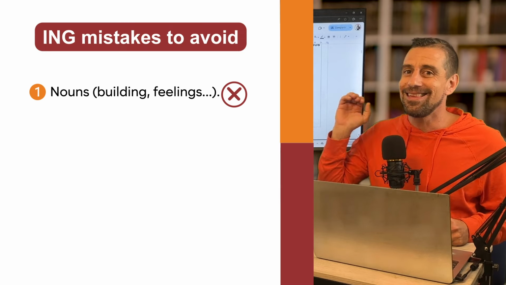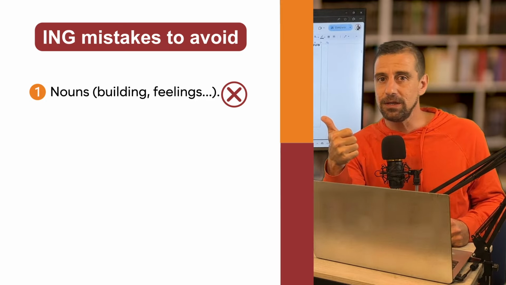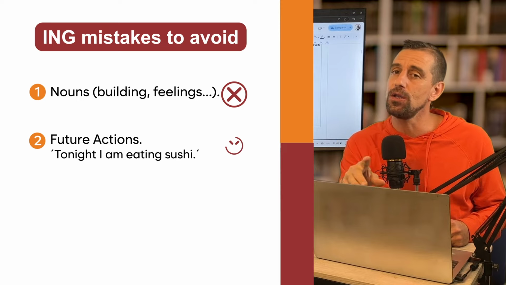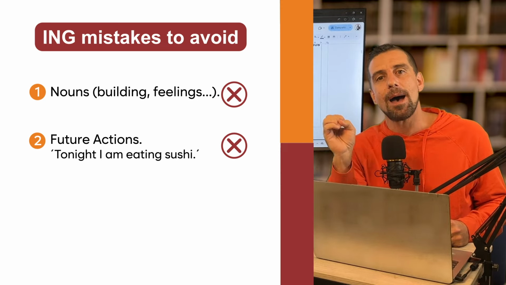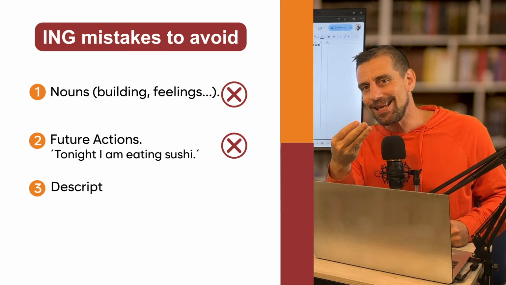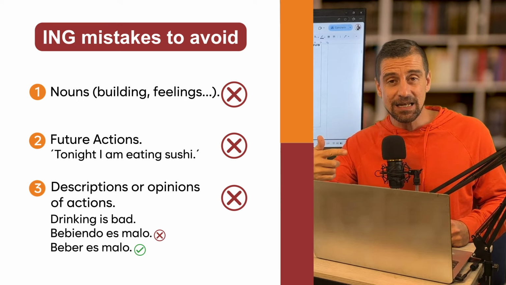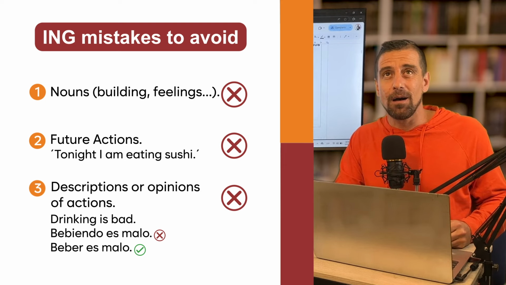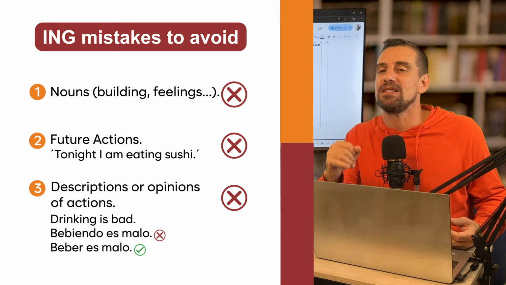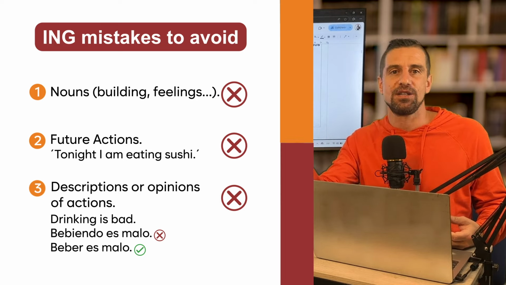Just remember the no-nos in Spanish, which we got to go over in a different class. We don't use this for things. So buildings, no. We don't use this for future actions. All right. We're going to go into a different class very soon about how to use I am going to in Spanish, but we're not going to use this for future actions. And the last thing that we will never use this for is when your mind thinks of an activity with a description. So like drinking too much is bad, right? We're not going to say bebiendo demasiado es mal. We're going to say beber demasiado es mal. To drink too much is bad, all right?